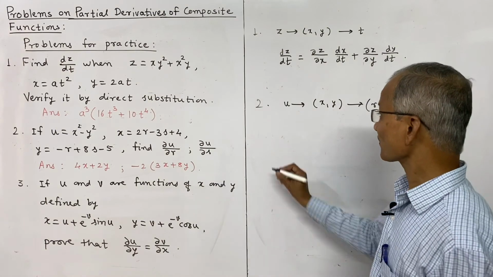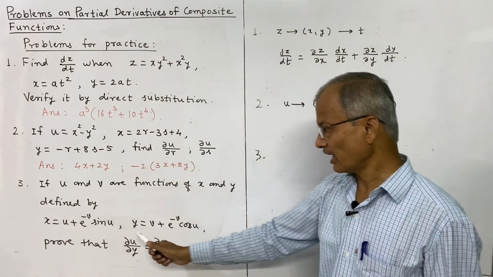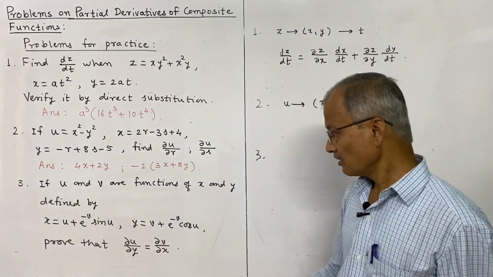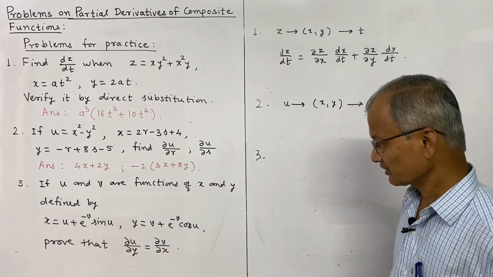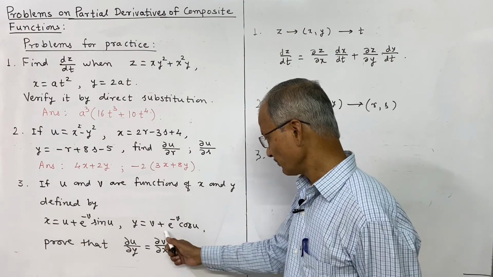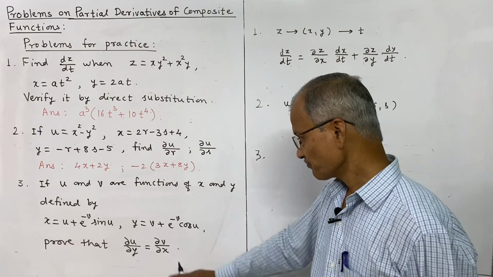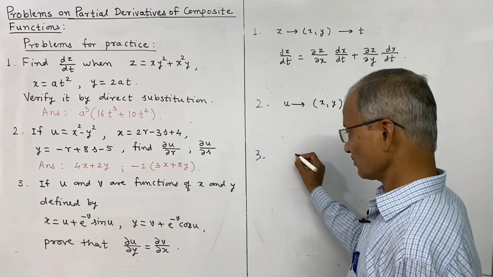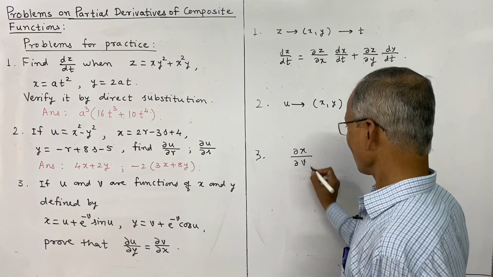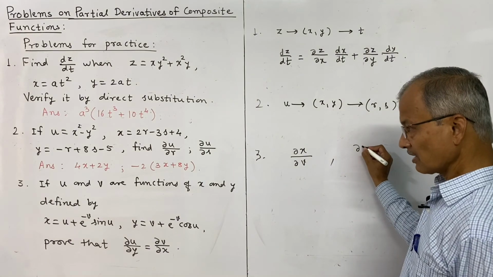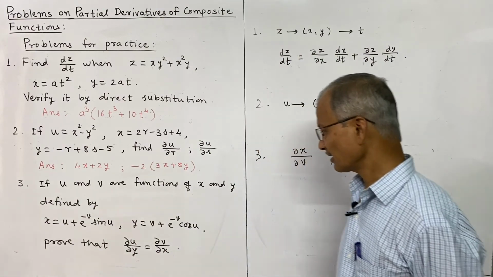Third, for the third problem, u and v are functions of x and y defined by this expression, and what is asked is to prove that dou u by dou y is equal to dou v by dou x. So y is a function of u and v, x is a function of u and v. So for the third result, it will be easy to find what is dou x by dou v, and then find dou y by dou u, and these values are their reciprocals.